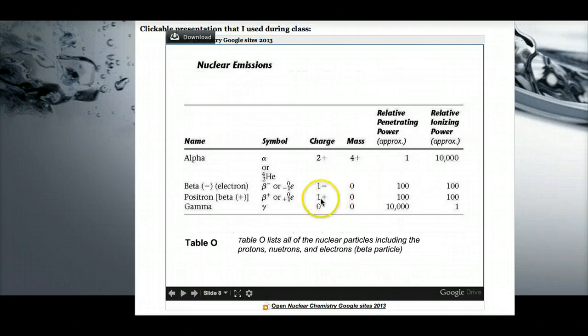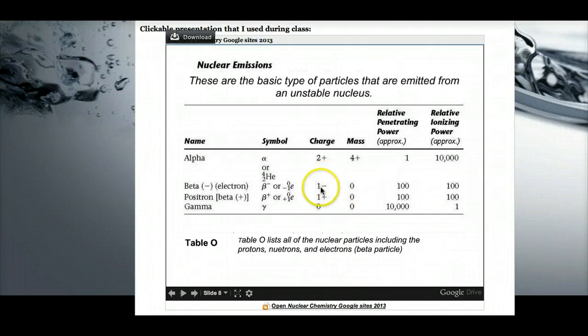But, like all electrons, it has a charge of -1. And its mass is considered to be 0, even though it does have some mass. It's 2,000 times lighter than a proton, or in this case, 8,000 times lighter than an alpha particle. So its penetrating power, getting into the cells, is much higher. This is a dangerous particle to be around.